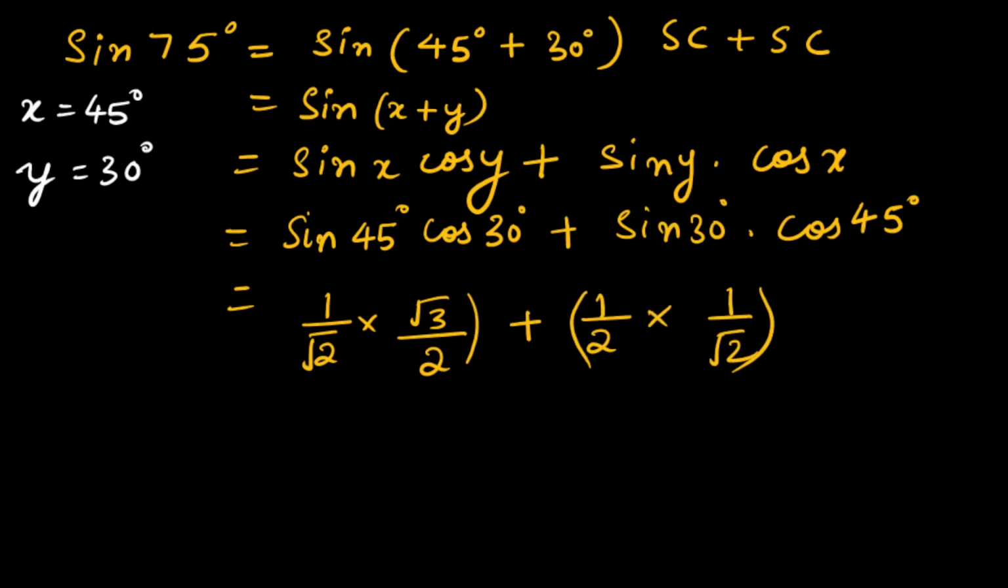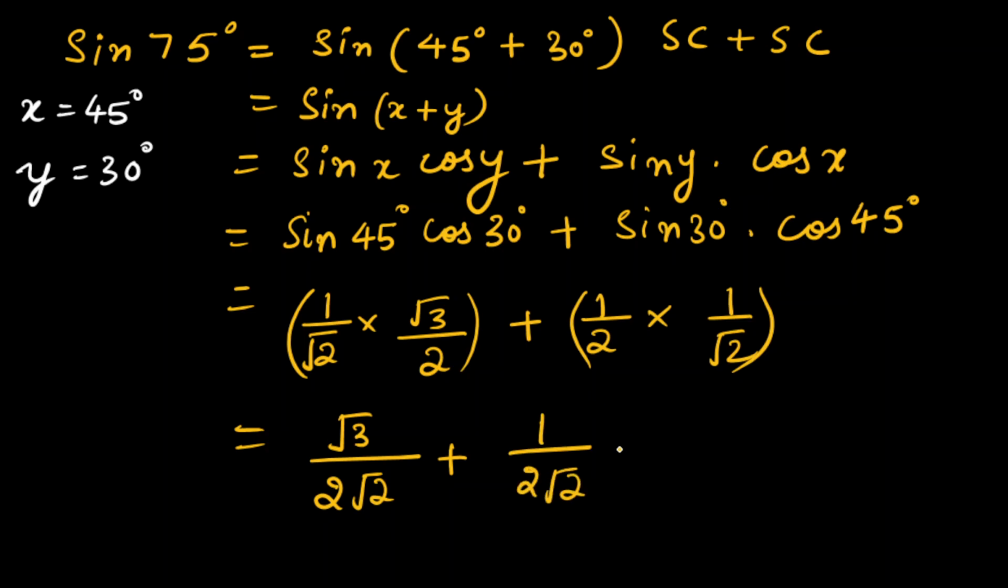First multiplication, then addition. For multiplication, don't take LCM; multiply numerator with numerator and denominator with denominator. So root 3 into 1 is root 3, because anything multiplied with 1 stays the same. 2 into root 2 is 2 root 2. Plus 1 into 1 is 1, and 2 into root 2 is 2 root 2.